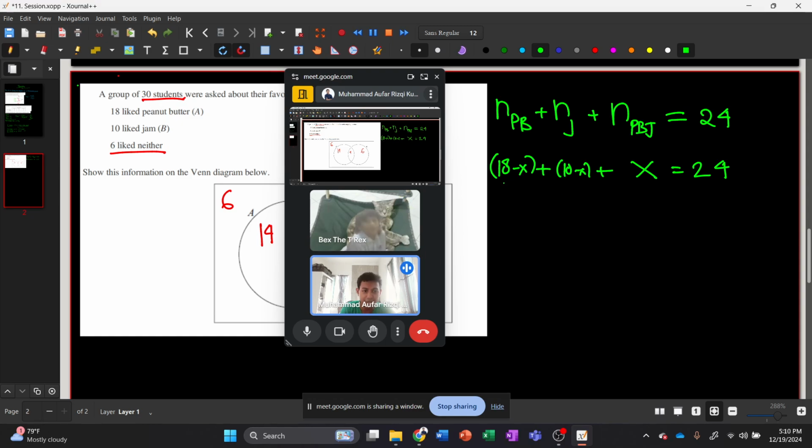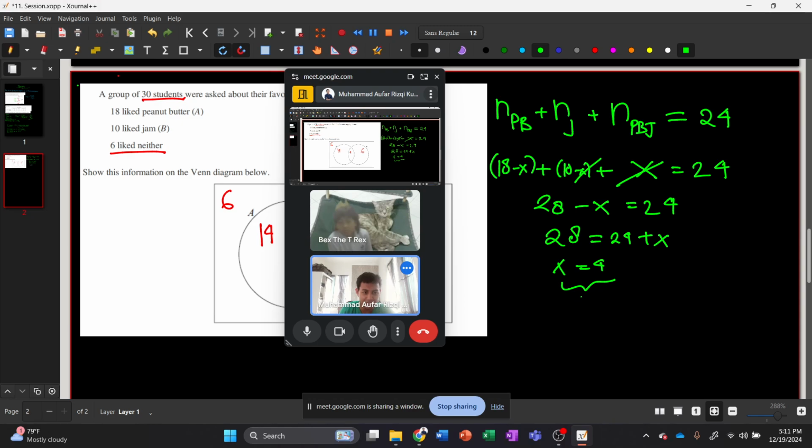Now you can do the math. 18 plus 10 is 28. Minus x plus x is 0, and then you're left with minus x. This is equal to 24. Now you add both sides with x. That will be 28 equal to 24 plus x, and subtract both sides with 24. It will be x equal to 4.